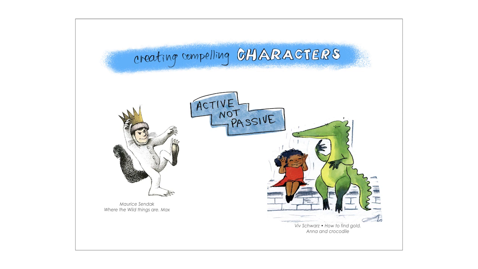And another perfect example of that is Viv Schwartz's book. It's called Anna. It's How to Find Gold is the title. And it's Anna, who is a little child character with Crocodile. And they set off to look for gold.